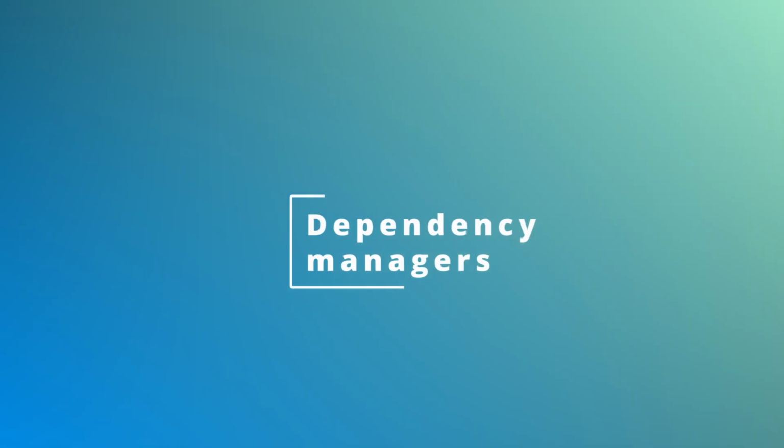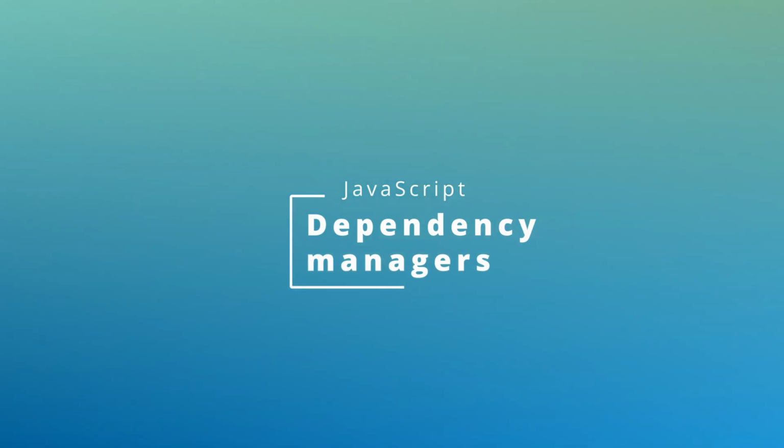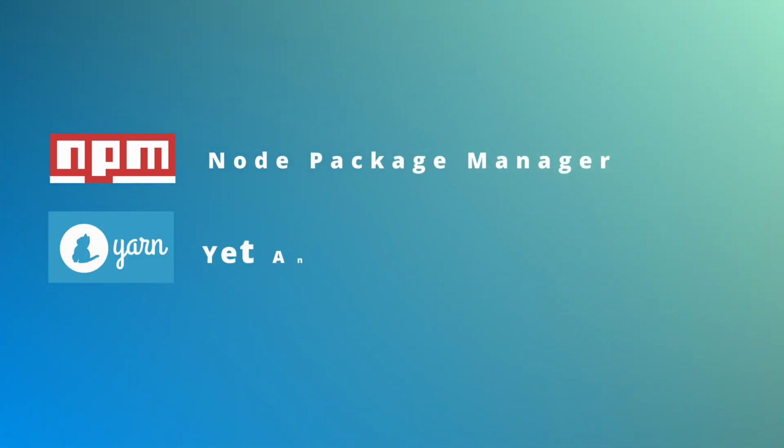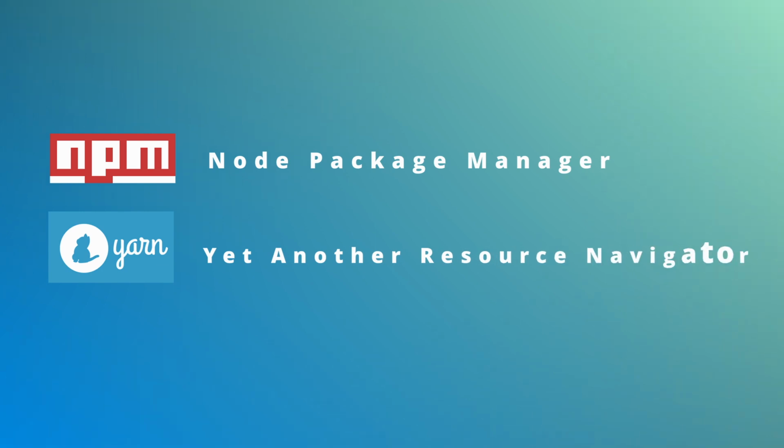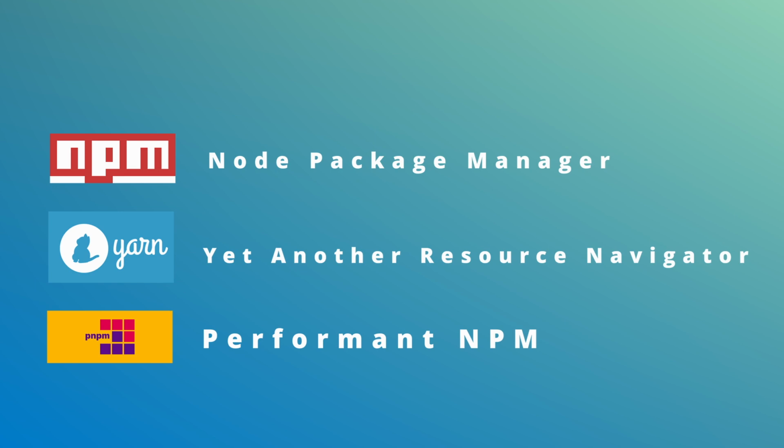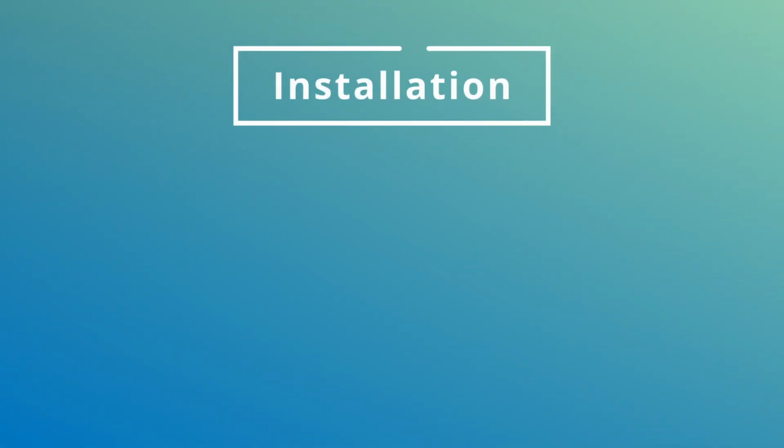Let's discuss the difference between the most popular dependency managers in the JavaScript world and their main features. NPM, Node Package Manager, the default package manager for Node.js. Yarn, yet another resource navigator, which was created to improve some performance and security issues in NPM. PNPM, Performant NPM. Currently, all of them have a pretty similar feature set, but still there are some differences.